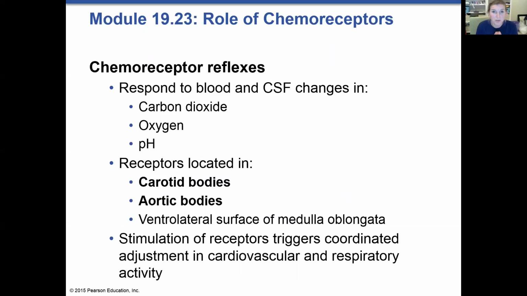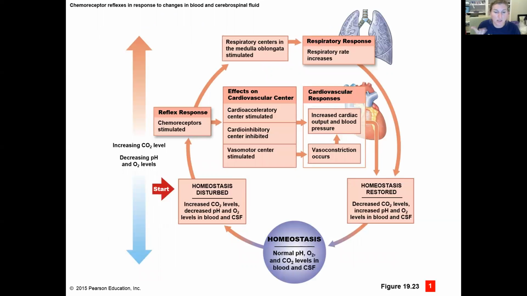The chemoreceptors in our body are located in the carotid bodies and the aortic bodies. So in the carotid arteries and the aorta, right near those baroreceptors, right? They're also on the ventrolateral surface of the medulla oblongata. The medulla oblongata has one of the few breaks in the blood-brain barrier, and so it can kind of dipstick the blood, test it, double check for the concentrations of oxygen, carbon dioxide, as well as pH. So stimulation of these chemoreceptors is going to trigger a coordinated effort of the respiratory and cardiovascular system. Let's take a look at how it works.